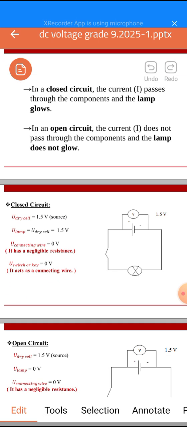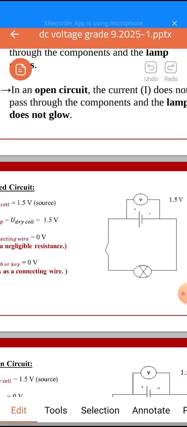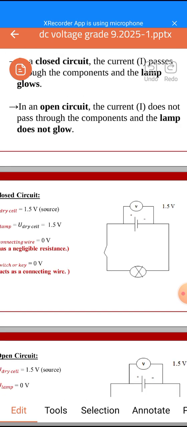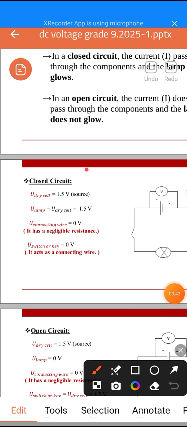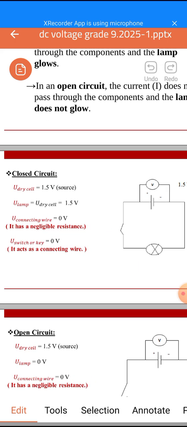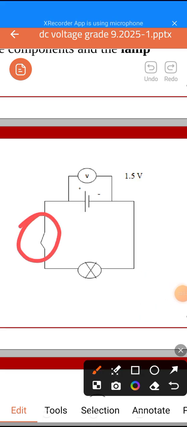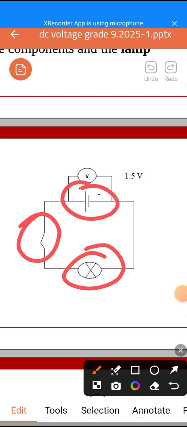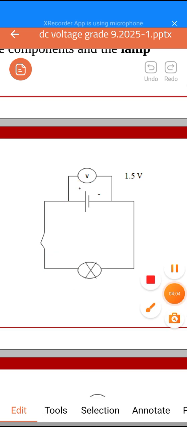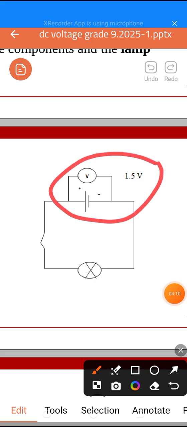Finally, if we want to see how to measure the voltage across each component in a circuit, first in the closed circuit, let's see the voltage across the dry cell, lamp, closed switch, and connecting wires. So, here in the circuit, we have a closed electric circuit since the switch is closed. We have a lamp, we have a dry cell. They are joined together by connecting wires, forming a closed electric circuit. We brought a voltmeter and we put it on the dry cell to measure its voltage. So the voltage of the dry cell is 1.5 volt.